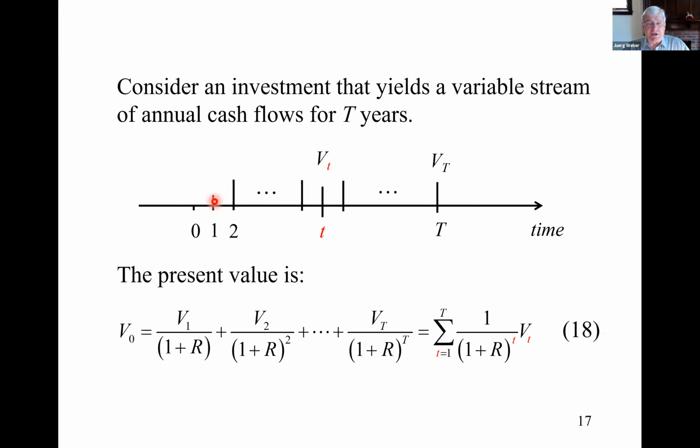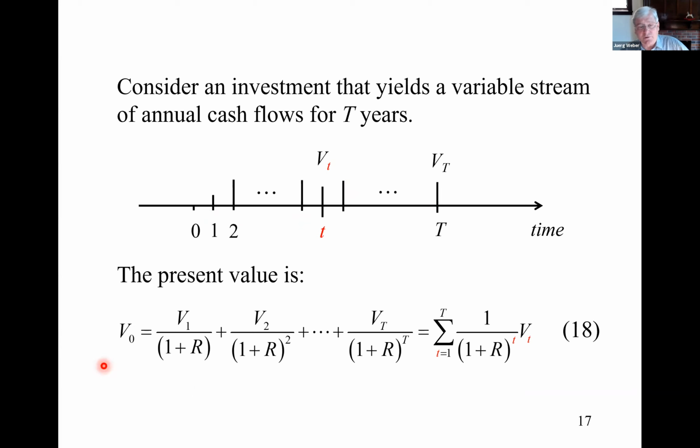Now in the first year, it gives you a small cash flow. Second year gives you a bigger cash flow, and so on. It goes on. And then here at time big T, you then have the final cash flow. What is the present value of this investment or of this asset?